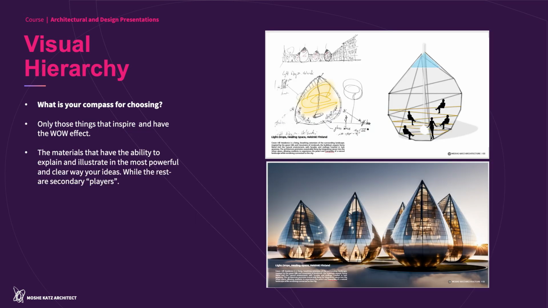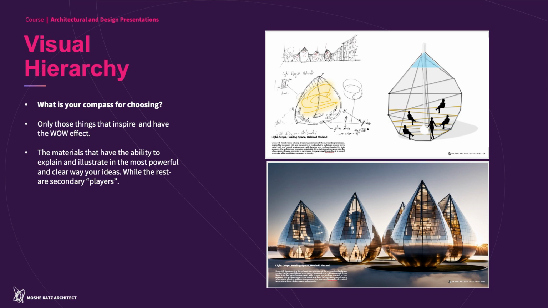So what is your compass, your north, your filter when you want to choose information based on their importance? First of all, you choose only those materials that inspire and have the wow effect. This is always the most important thing. It could be a render, it could be a sketch, anything that, in your own interpretation, is the wow image.